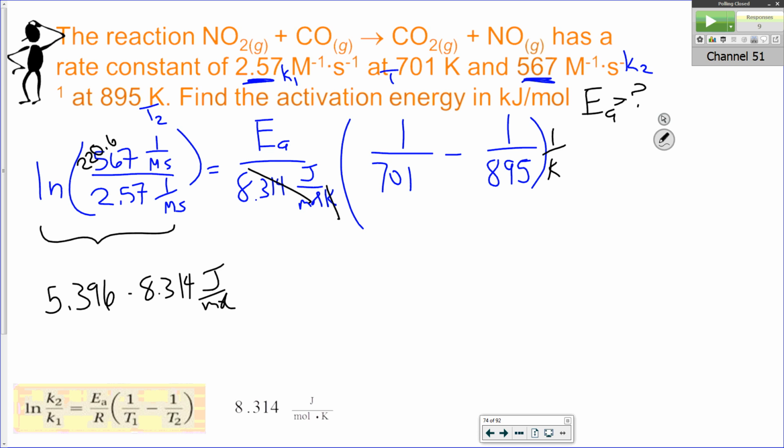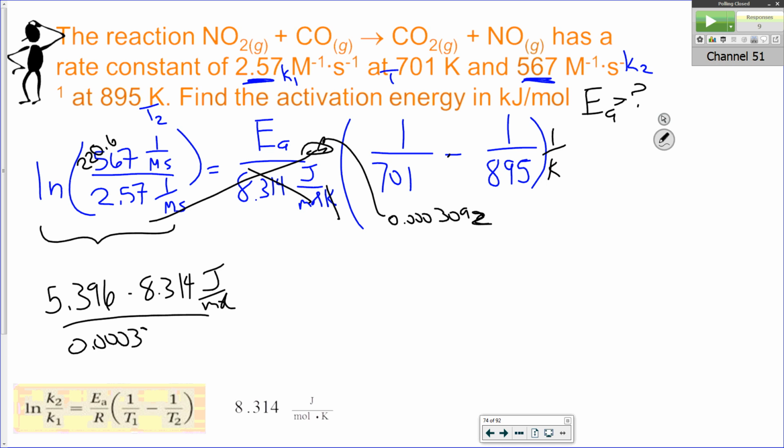Now I'm going to take what's inside this parentheses and find a numerical value for that. So 701 inverse less 895 inverse. Subtract it, and I get 0.000309 with an insignificant 2. So that's up here. I want to divide this to the other side. It's basically this number here. I need to divide it to the bottom, so it's going to go down under here. So 0.000309.2. That equals the activation energy.